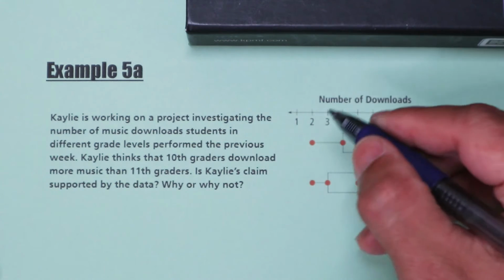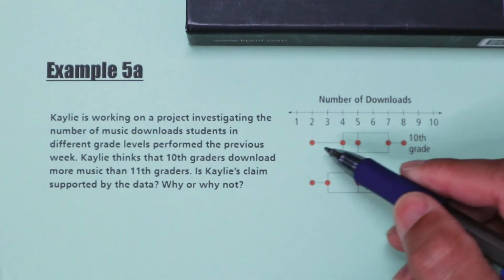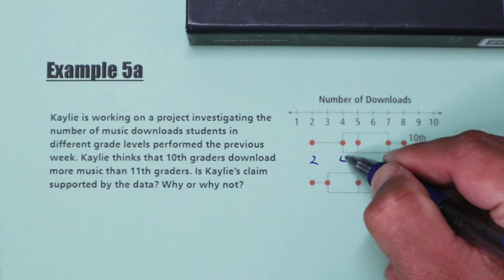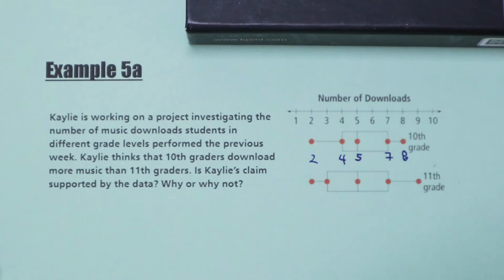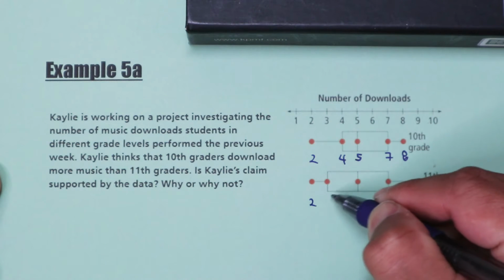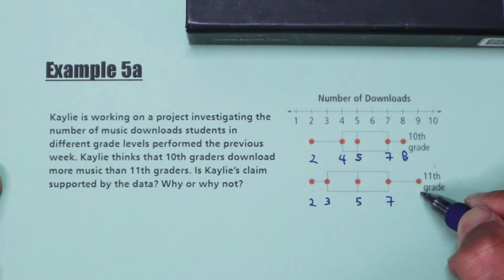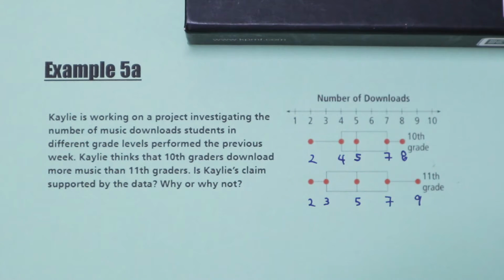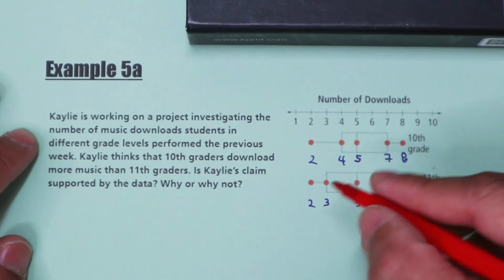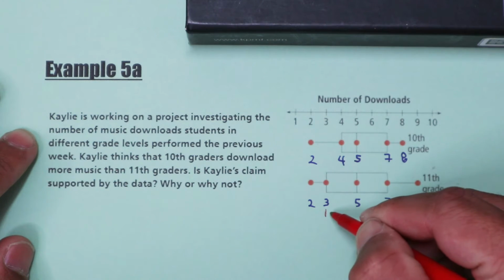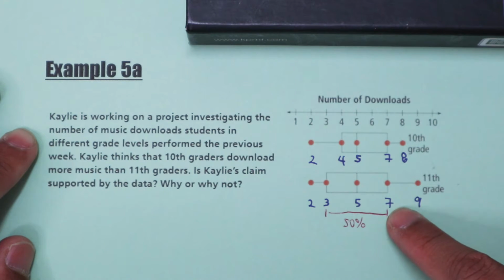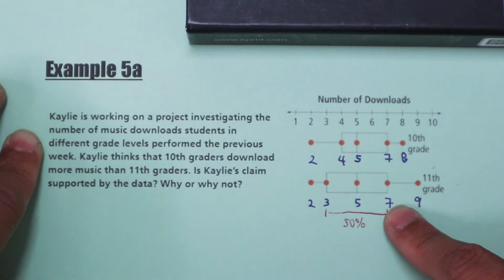Let's take a look at the number of downloads by the 10th graders. Again, we have a box plot. The 5 numbers, which are the minimum, first quartile, median, third quartile, and the maximum, are 2, 4, 5, 7, and 8. For the 11th graders, it will be 2, 3, 5, 7, and 9. To find out which grade level downloaded more music, we usually take a look at the middle 50%. The middle 50% for the 11th graders is between 3 to 7 downloads, or between 3 to 7 songs in this case.